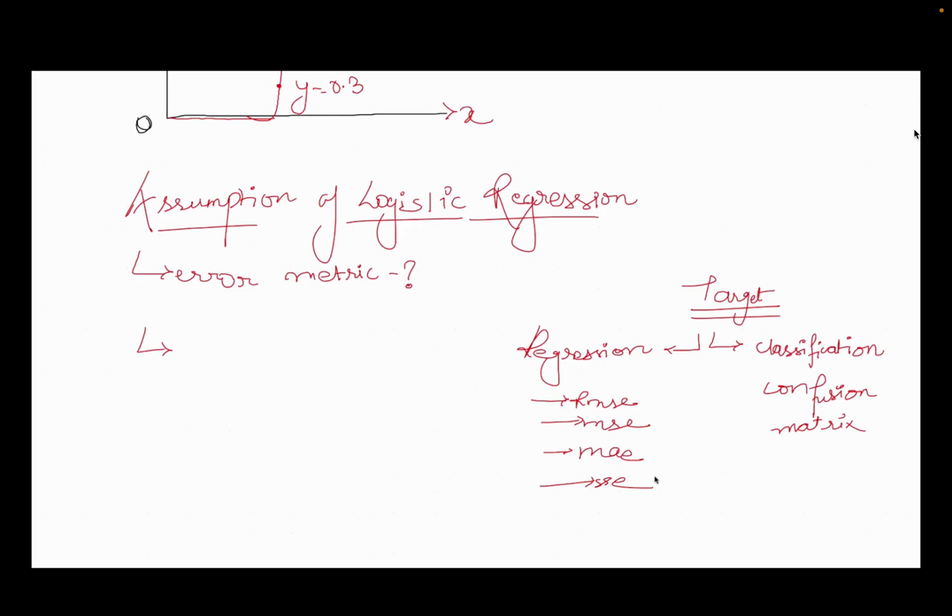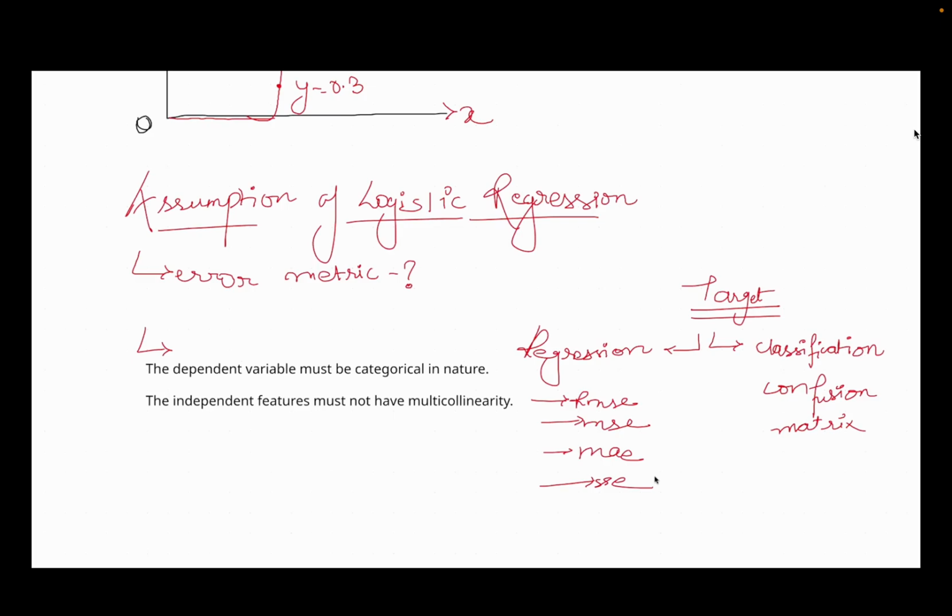What is the second assumption? The independent variables should not have multicollinearity. So these two are the assumptions of logistic regression.